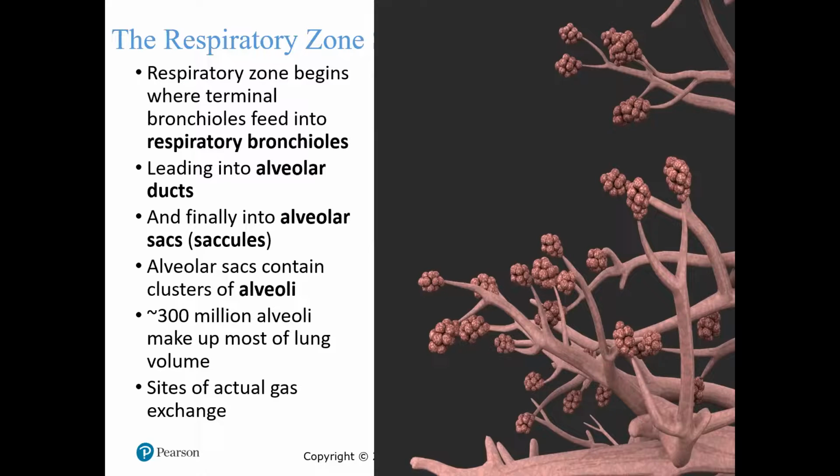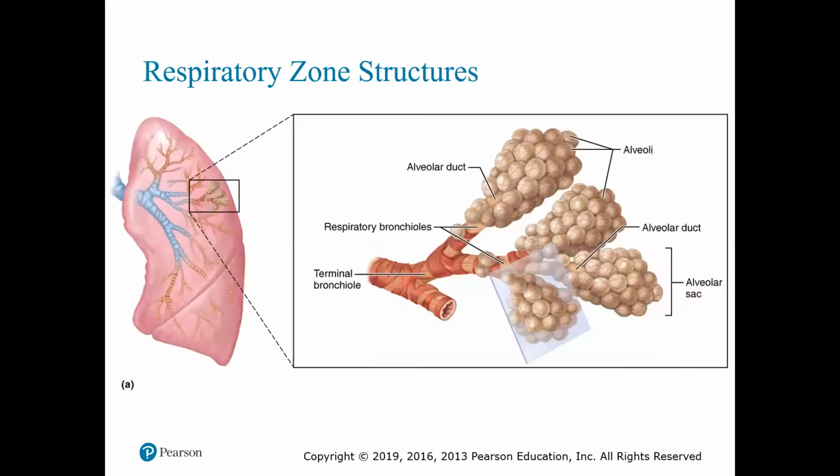The only place you would see alveoli individually is when they're on the respiratory bronchioles. Normally the alveoli hang together in clusters, and we have about 300 million alveoli in our lungs. So we have a lot of alveoli, and that's where gas exchange takes place.